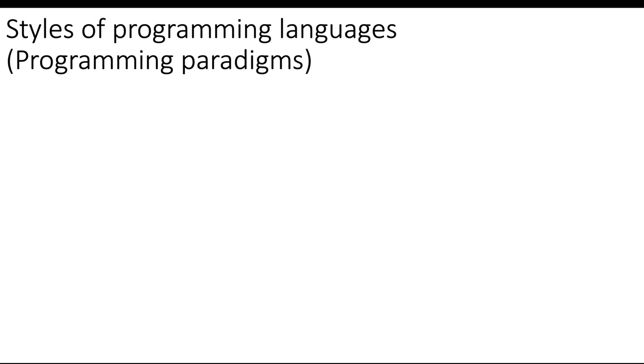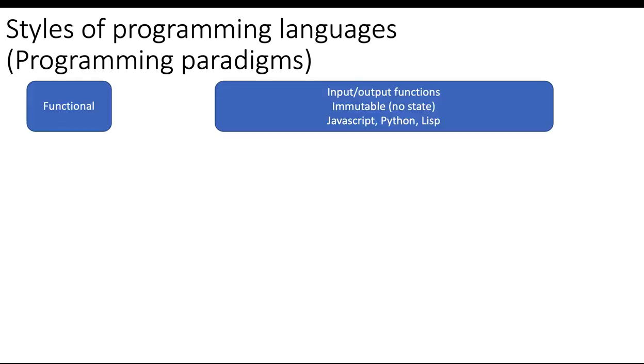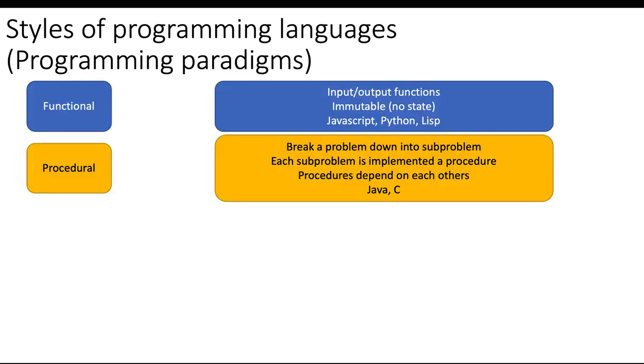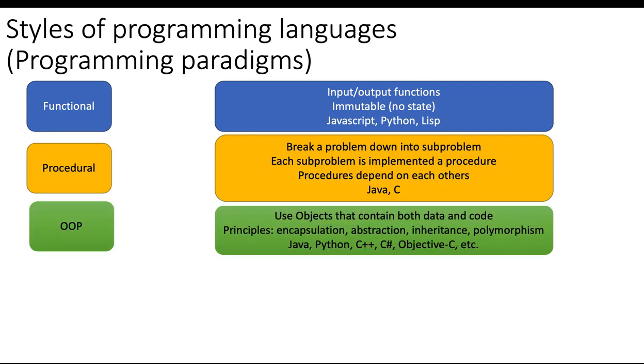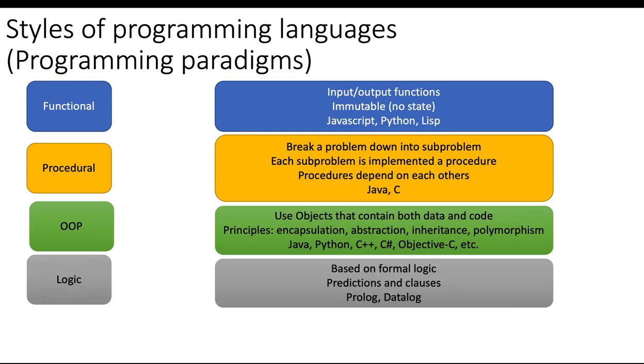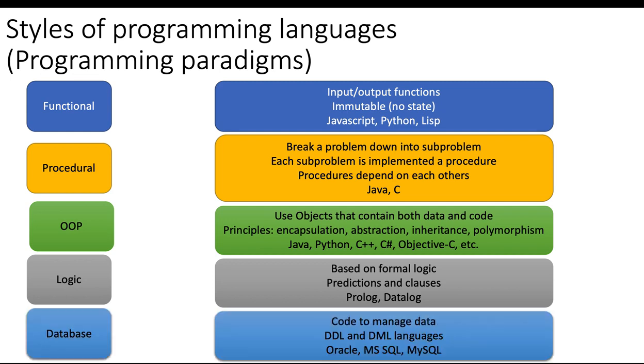We can also distinguish between programming languages by their style. There are different styles, which we call programming paradigms. So there is functional programming, procedural programming. Let's list them and then go back to them one after another. And there is the object-oriented programming paradigm. There is logical programming, and there is database programming.